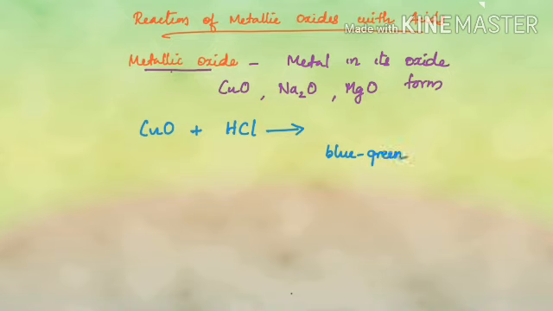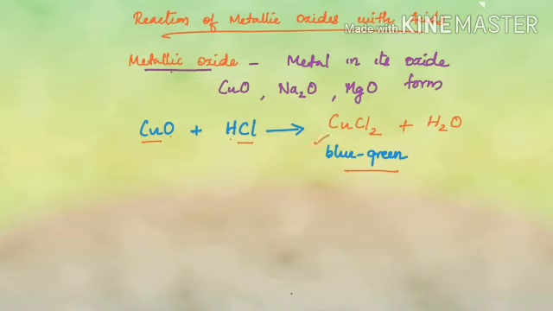This blue-green color appears because of the formation of copper chloride. As we discussed in the last example, the copper and the chlorine react together to form copper chloride, CuCl2. Plus, what else is left over? Hydrogen and oxygen, right? So water also will be formed. CuCl2 plus H2O. This blue-green color is because of the formation of copper chloride.